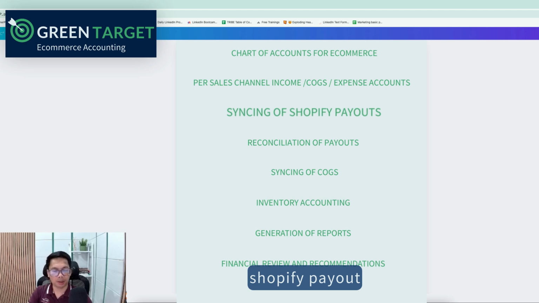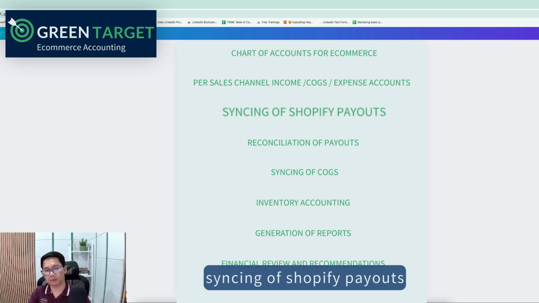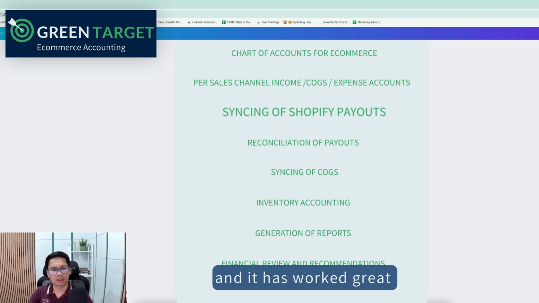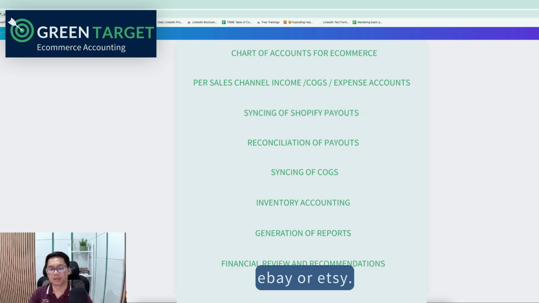Syncing of Shopify payouts. We usually do syncing of Shopify payouts using A2X to QuickBooks Online, and it has worked great since we started using it in 2020. We have been using it for more than 4 years now, and it works great with Shopify businesses and other e-commerce channels like Amazon, Walmart, eBay, or Etsy.